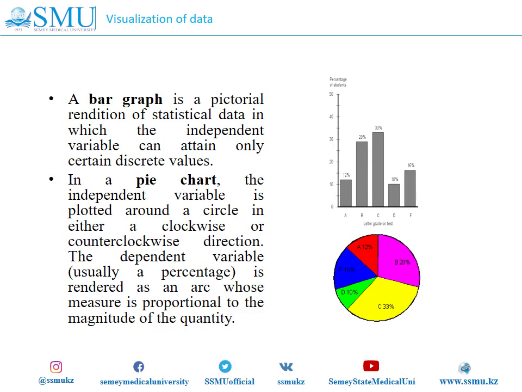A bar graph is a pictorial rendition of statistical data in which the independent variable can attain only certain discrete values. In a pie chart, the independent variable is plotted around a circle in either a clockwise or counterclockwise direction. The dependent variable is rendered as an arc whose measure is proportional to the magnitude of the quantity.